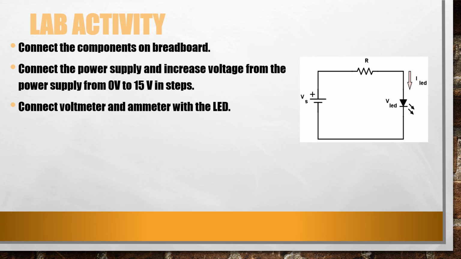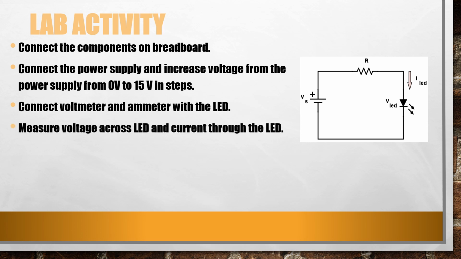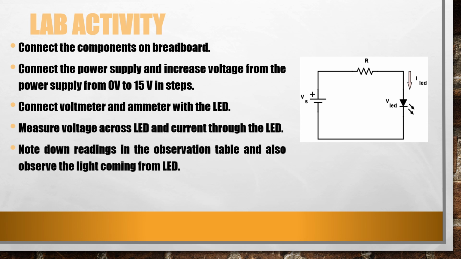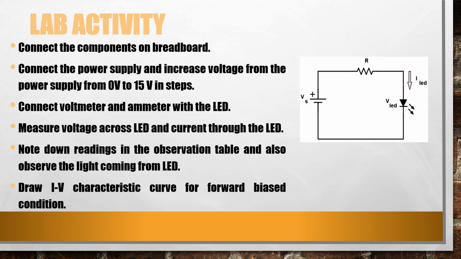Then measure voltage across LED and current through the LED. Note down the readings in the observation table and also observe the light coming from LED. Then draw current voltage characteristic curve for forward biased condition. So this is your lab activity.